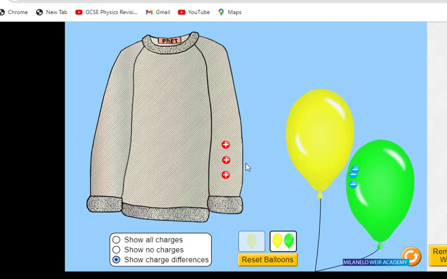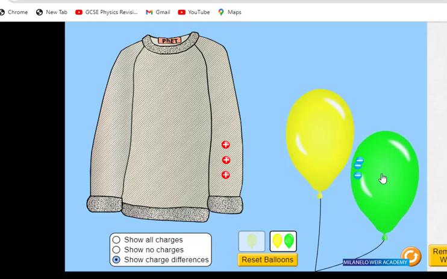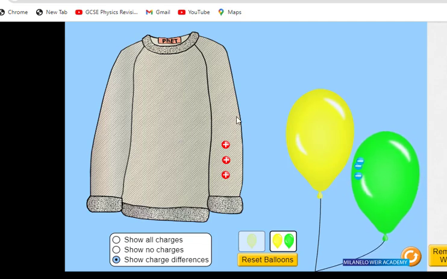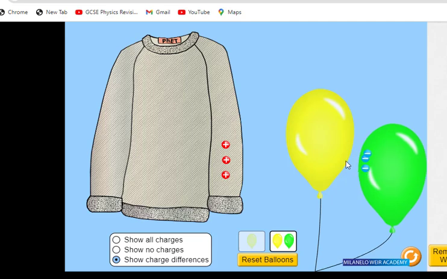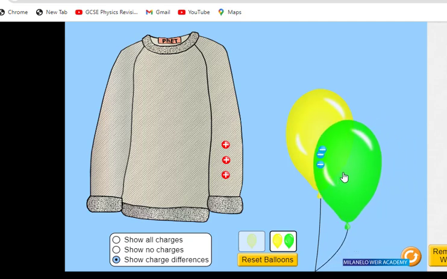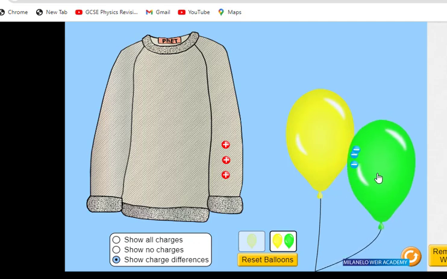So we create charge here, because we have transferred electrons to the balloon. It has three extra negative charges, so it has an excess of negatives. That's why the balloon is negatively charged, while the other one is positively charged. The positive charges don't move, because they are in the nucleus. That's one thing that we need to understand.